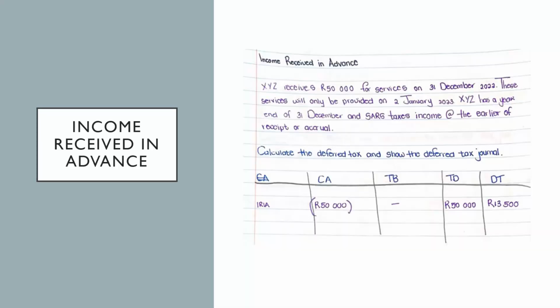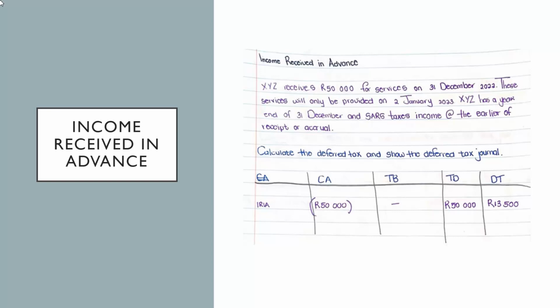So let me get into an actual example for income received in advance. XYZ Limited receives 50,000 Rand for services on the 31st of December 2022. These services will only be provided on the 2nd of January 2023. XYZ has a year end of 31 December and SARS taxes income at the earlier of receipt or accrual.